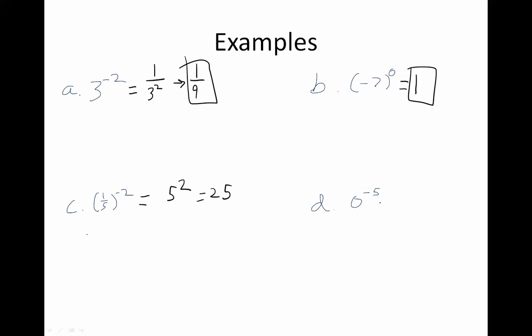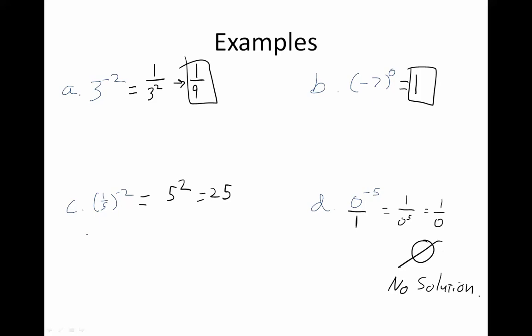Finally, the last one here is a bit of a trick. This is 0 to the -5. So remember that this is 0 over 1, because we can write it as a fraction. If I were to flip this and take the reciprocal, I would have 1 over 0 to the 5th, or 1 over 0. And what's the solution when we have 1 over 0? No solution, because you can't divide by 0.